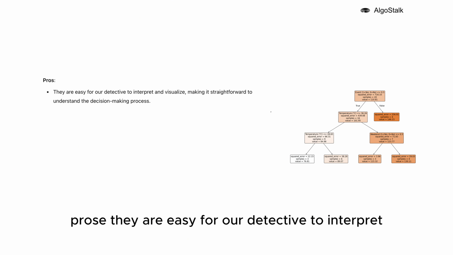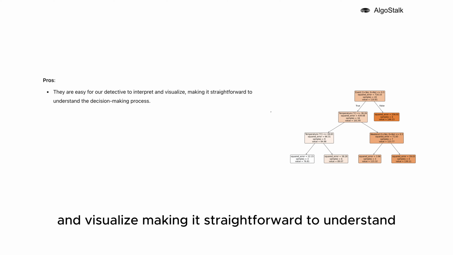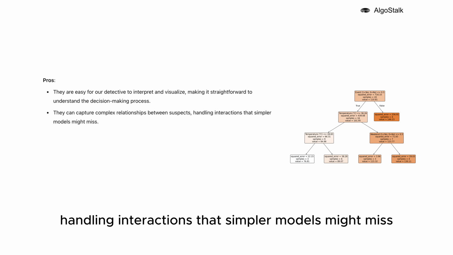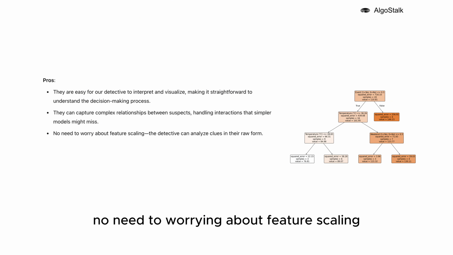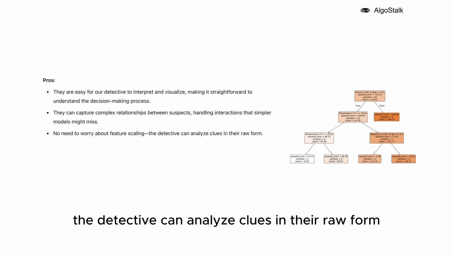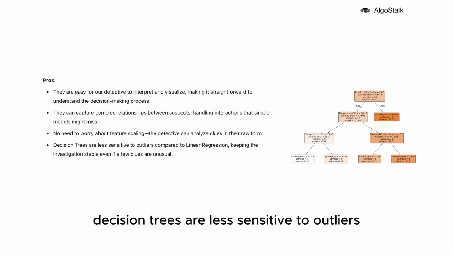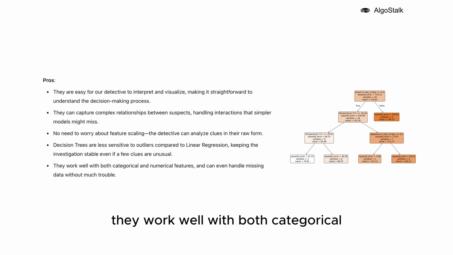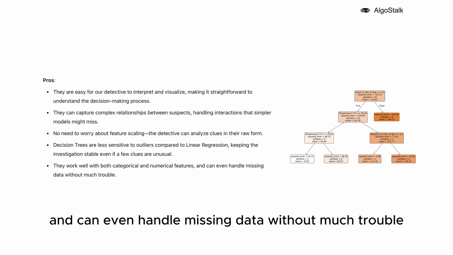Pros. They are easy for our detective to interpret and visualize, making it straightforward to understand the decision-making process. They can capture complex relationships between suspects, handling interactions that simpler models might miss. No need to worry about feature scaling. The detective can analyze clues in their raw form. Decision trees are less sensitive to outliers compared to linear regression, keeping the investigation stable even if a few clues are unusual. They work well with both categorical and numerical features, and can even handle missing data without much trouble.